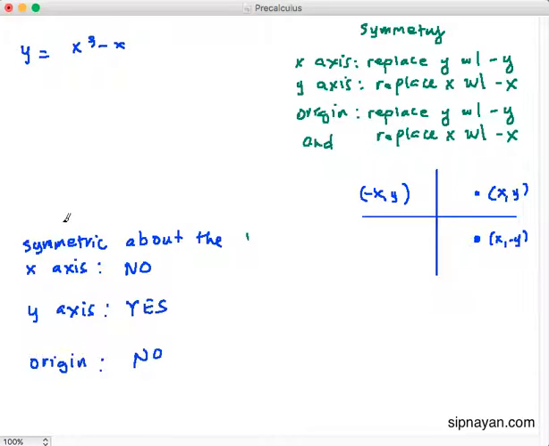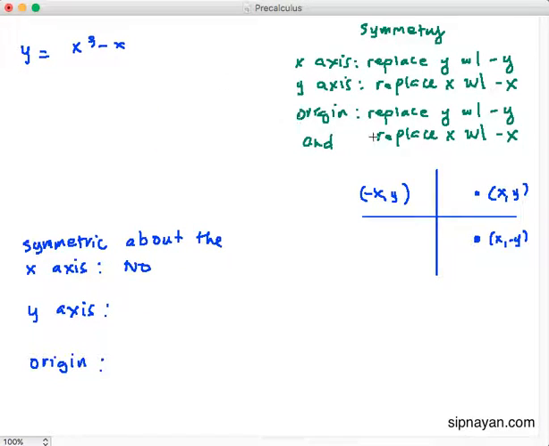Okay, so again, we can replace y with negative y to test the symmetry about the x-axis. Replace y with negative y. So negative y equals x cubed minus x. Masisimplify pa ba natin siya? Wala na, no? So again, hindi siya symmetric about the x-axis.